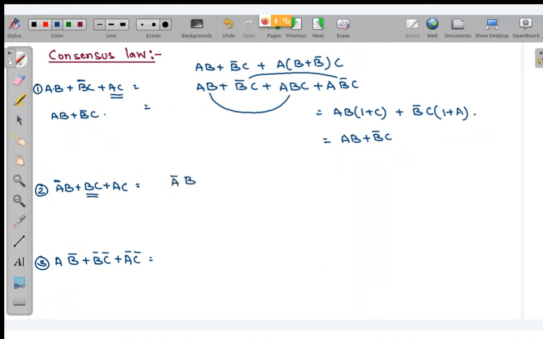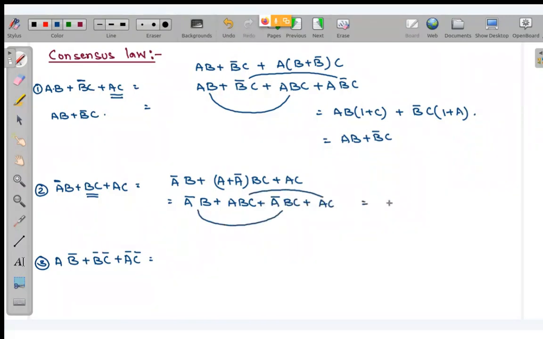So this is A bar B plus A plus A bar BC plus AC. If I expand this, it will be A bar B plus ABC plus A bar BC plus AC. So what shall I take common? This one and this one. A bar B is common, 1 plus C, and from here AC common, 1 plus B. So this is A bar B plus AC.